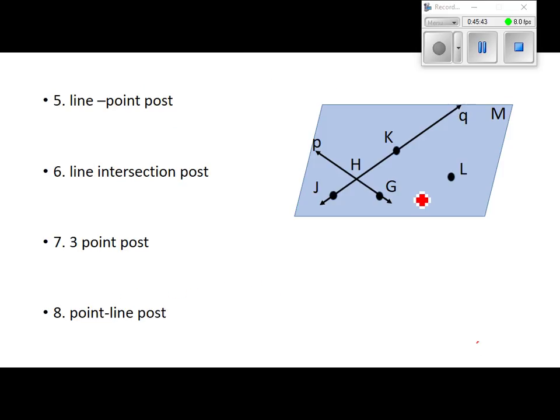Next one, number 5. Somebody help me out. What's the directions for 5 through 8 say? Use the diagram to write an example of the postulate. So we want to write an example, something in here for each one of these.